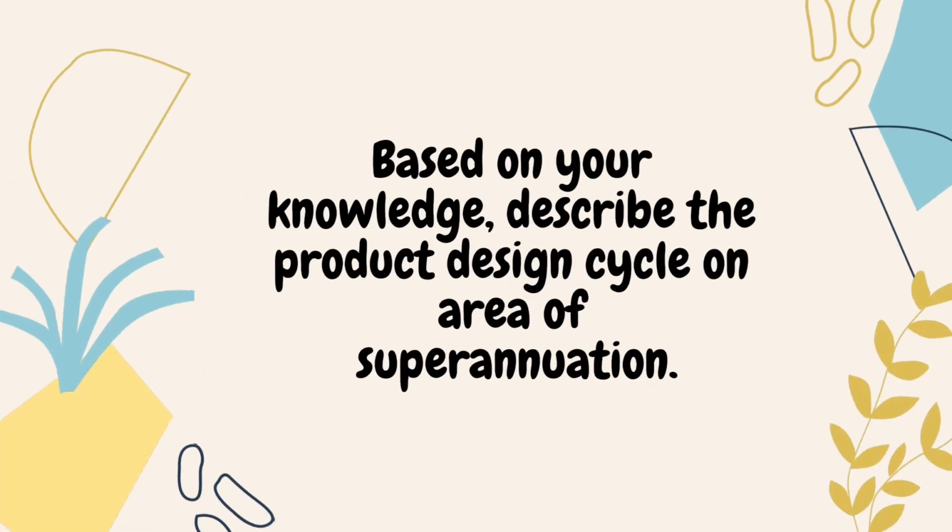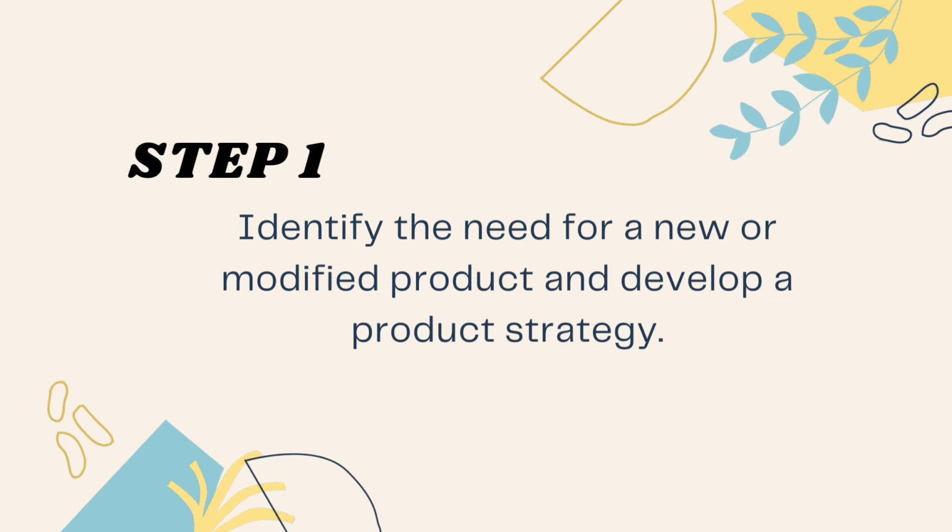So for this week, based on your knowledge, describe the product design cycle on the area of superannuation. So the first stage is to identify the need for a new or modified product and develop a product strategy. Identifying the need for designing superannuation product occurs in several ways, such as innovation, response to changes in regulation or tax law changes, entry into new market or distribution systems, updating product for relevant experience and market research.